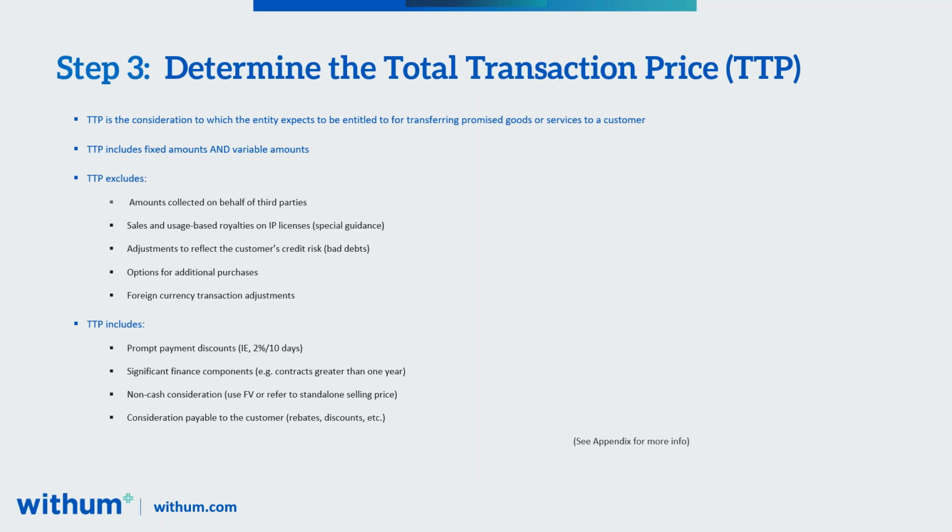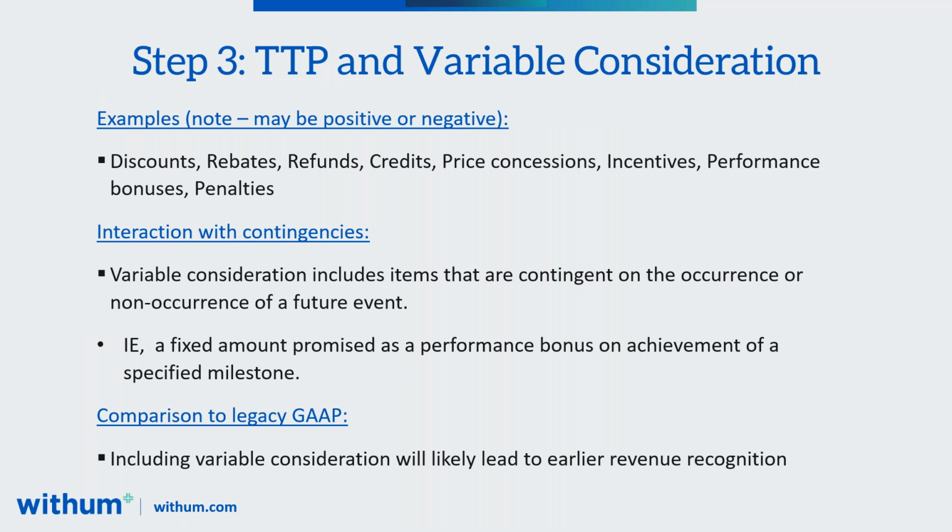Let's jump into step 3, determine the transaction price. So we refer to the total transaction price using that abbreviation TTP as having 2 pieces. It consists of fixed consideration and variable consideration. And the accounting treatment under ASC 606 of variable consideration is the part where we're seeing most of the changes in applications of ASC 606. I've given you some examples here of what the total transaction price will both include and exclude, so do take a look at those for your reference. Let's talk a little bit about variable consideration.